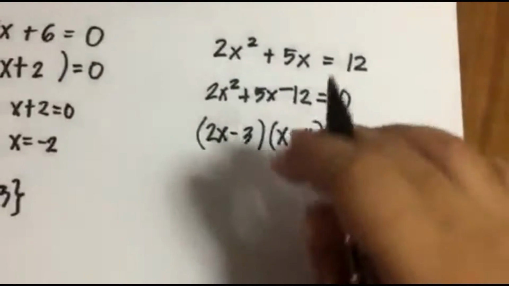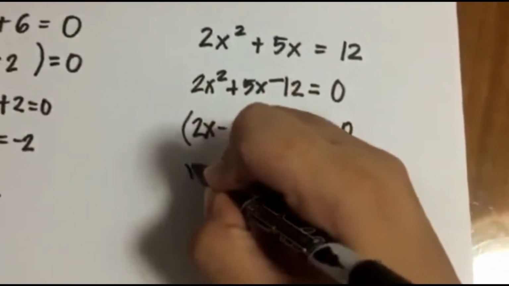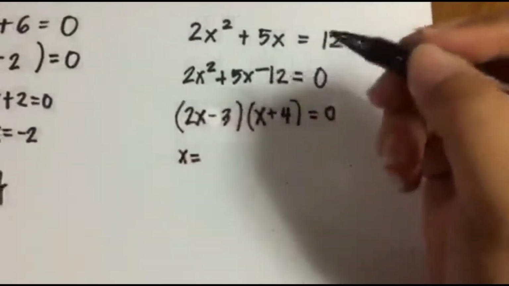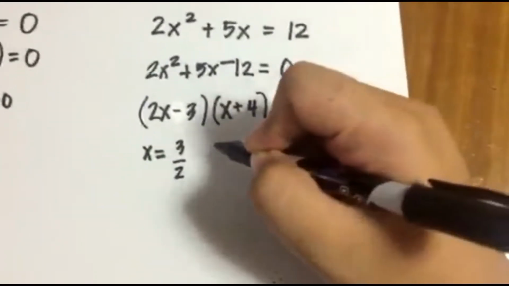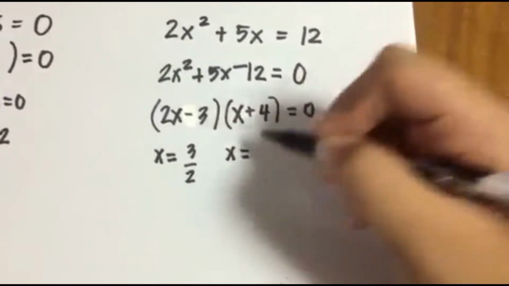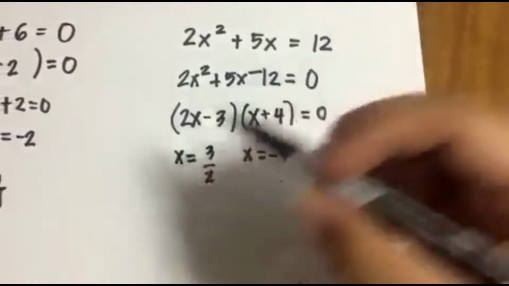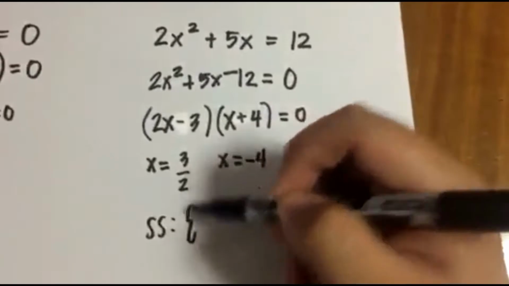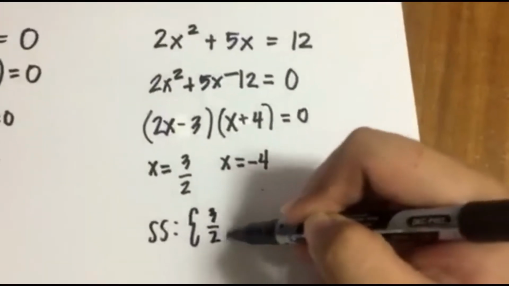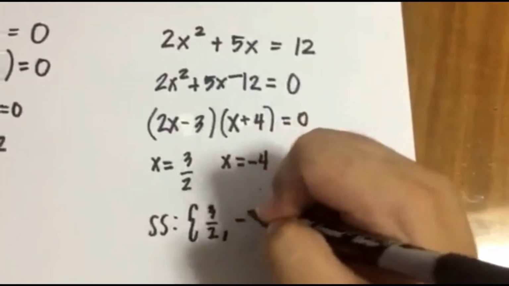Again, equate each to 0. So x would now become x is equal to positive 3 halves, and the other one would be x equals negative 4. Again, now we have the values of your solution set: 3 halves and negative 4.